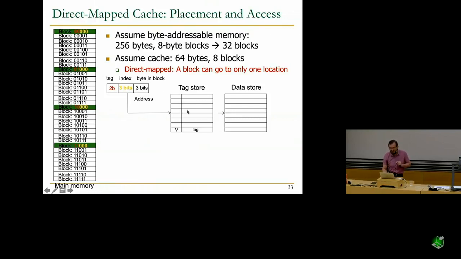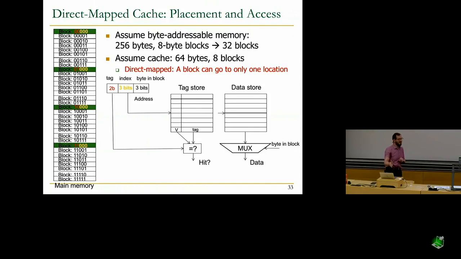Okay, so this is how you access the cache. You index the tag store and the data store using the 3 bits. You get the tag and the valid bit. You get the data. You take the tag in the address and do the tag comparison. If the valid bit is true and the tag matches, you get a hit. And if you get a hit, your data is good. Now, maybe you're accessing only a single byte. You decide which byte to select using a mux that uses the 3 bits as a select input over here. Make sense? It's very simple, basically.